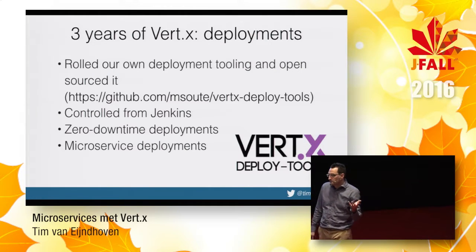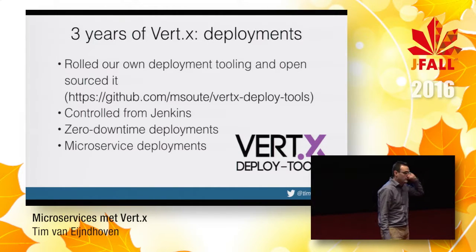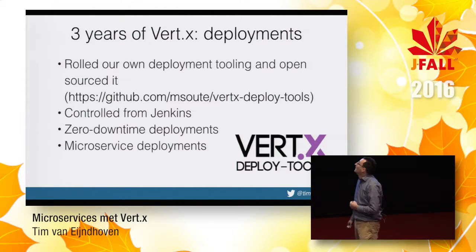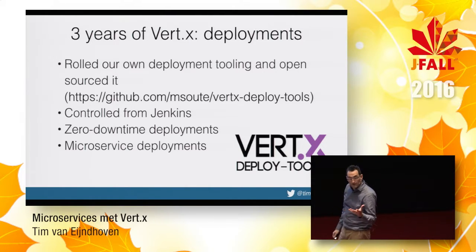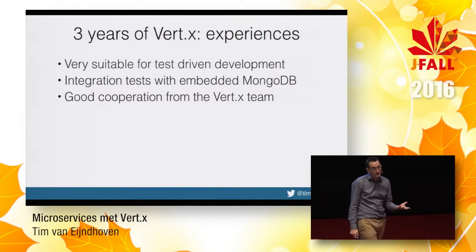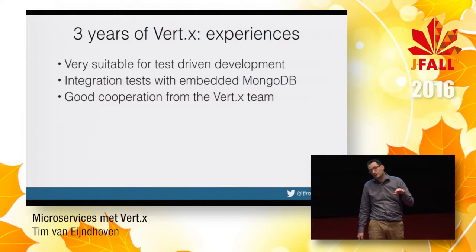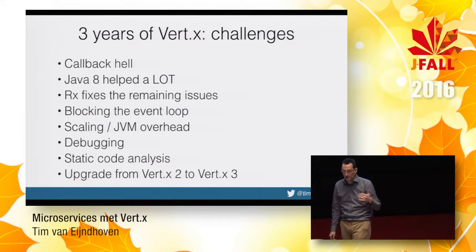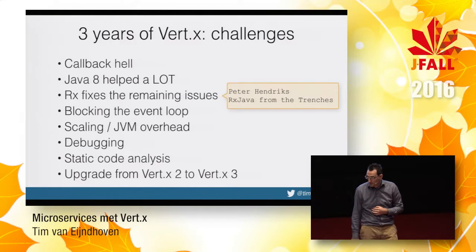In our experience, there wasn't proper tooling available to deploy it, so we wrote our own deploy tools. This allows us to talk to the Amazon API to auto-scale our system and deploy our verticals into the Vert.x environment. It's Vert.x deploy tools, a GitHub project by one of my colleagues. So if you're into Vert.x and looking into deployment possibilities, you can look into that. It was very suitable for us because it works in our environment. On the other hand, it did pose us challenges with callback hell, which Java 8 helped a lot with, with the lambdas, and then Rx as well. And there's the plug for Peter Hendricks' talk, so look it up if you're into the Rx stuff.